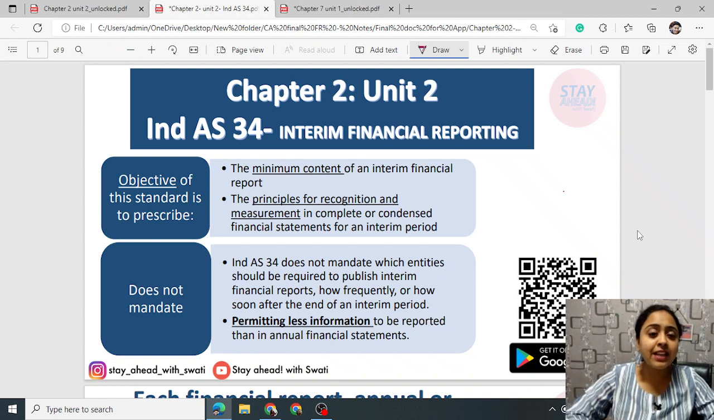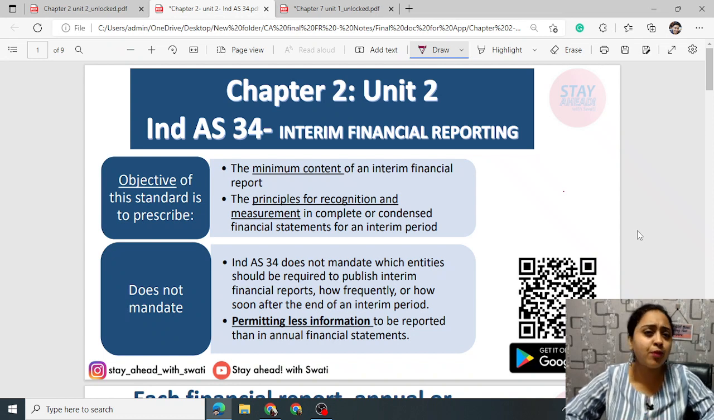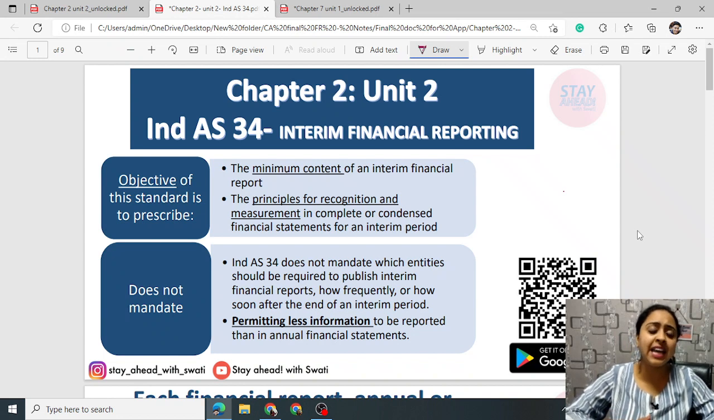In this particular lecture, we will study Ind AS 34, that is Interim Financial Reporting. We will cover the concepts, the basic provisions of Ind AS right now. And in the next lecture, we will cover the ICAI question answers, examples and illustrations thoroughly.